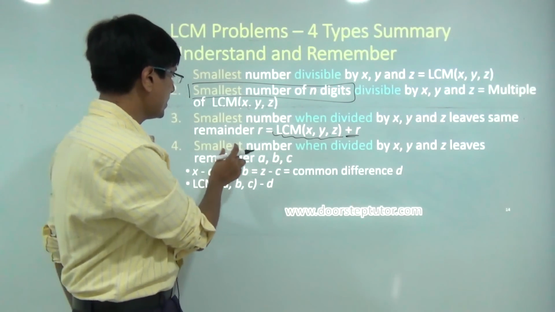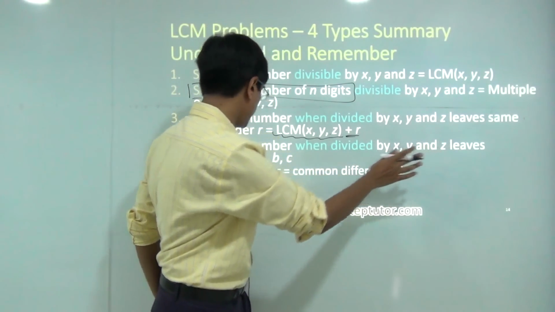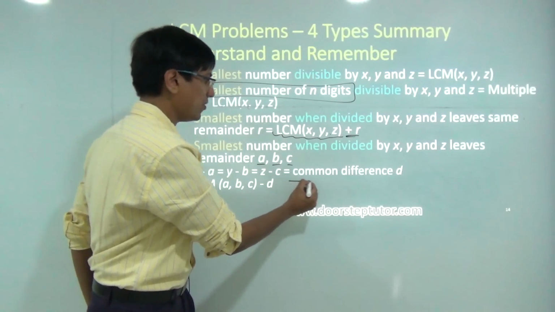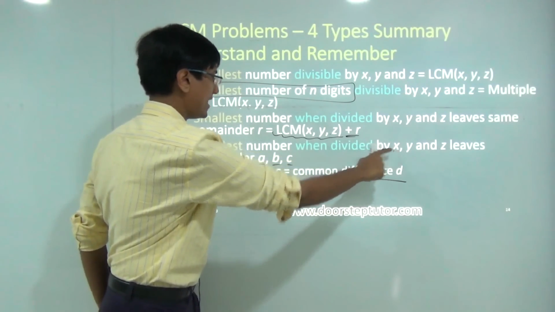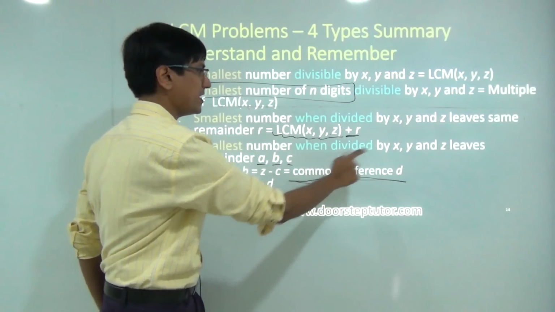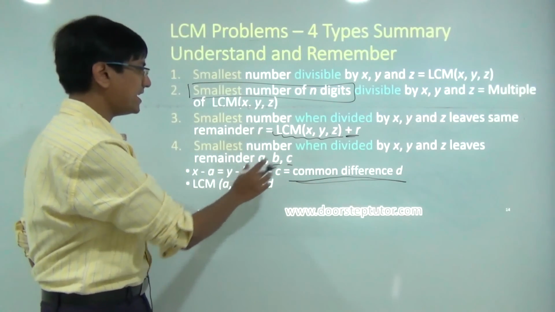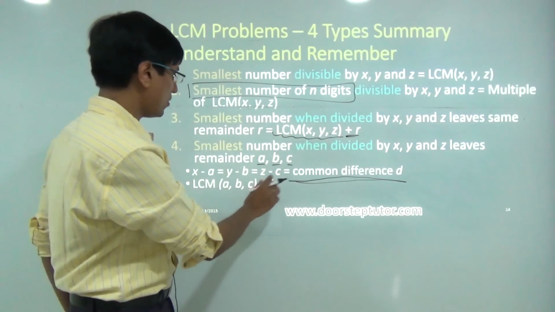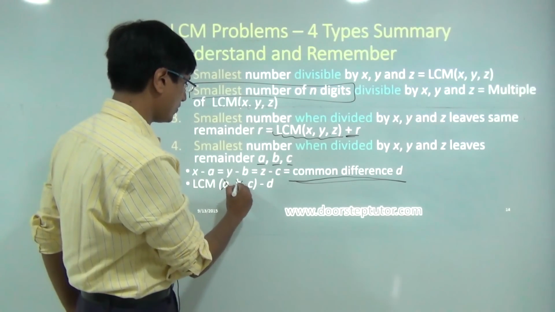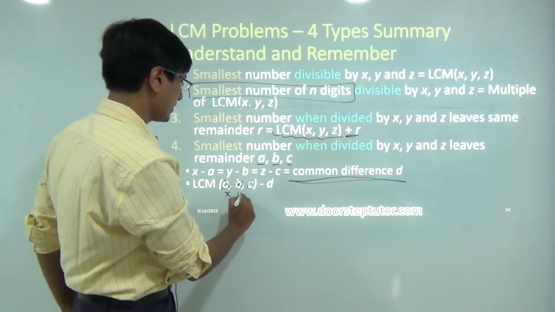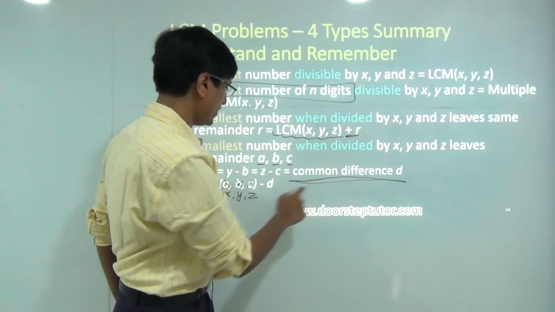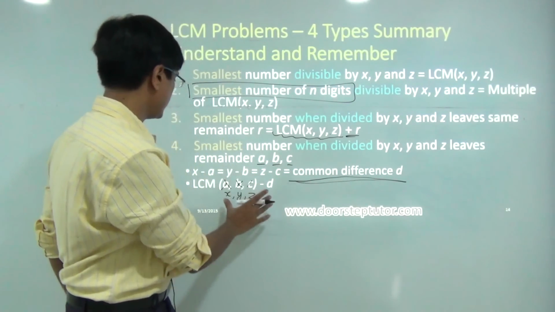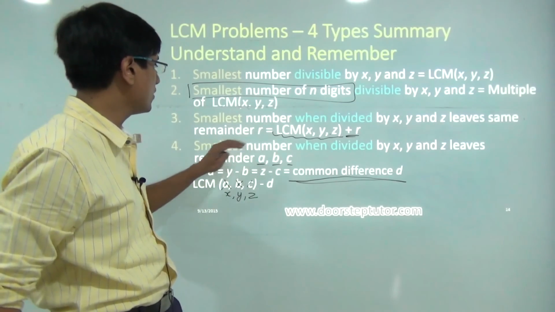It is somewhat tricky. The smallest number which, when divided by x, y and z, leaves remainders a, b and c. As long as I have a common difference d between x minus a, y minus b and z minus c, I can find this number by first finding the LCM of x, y and z, and then subtracting the common difference d. This is the formula for finding the number.